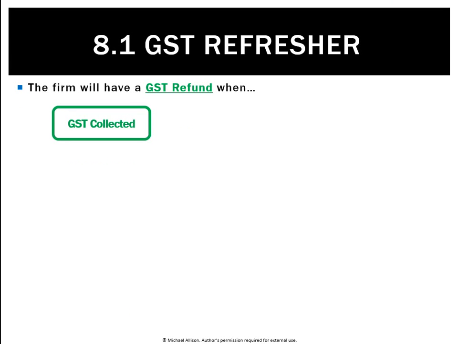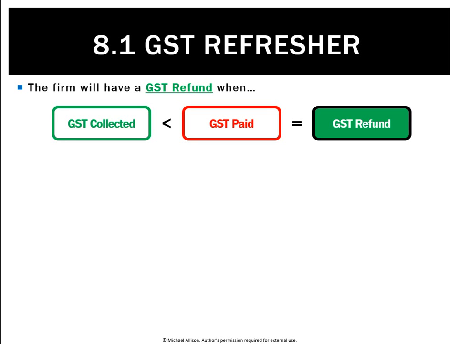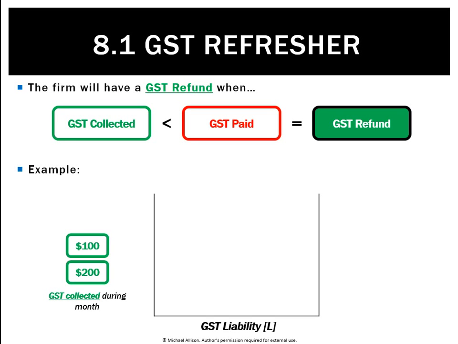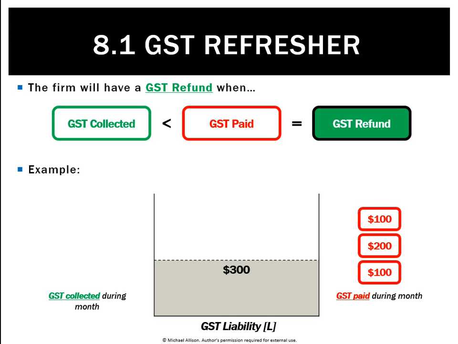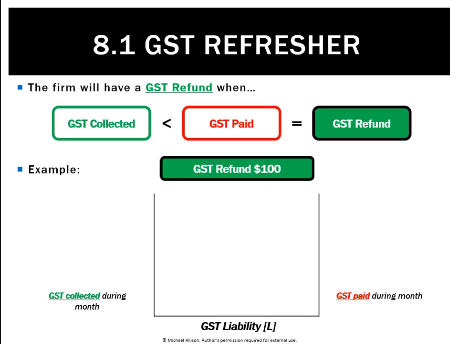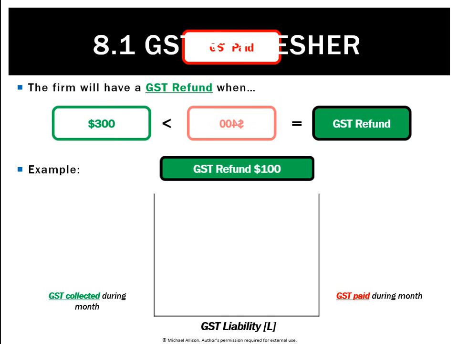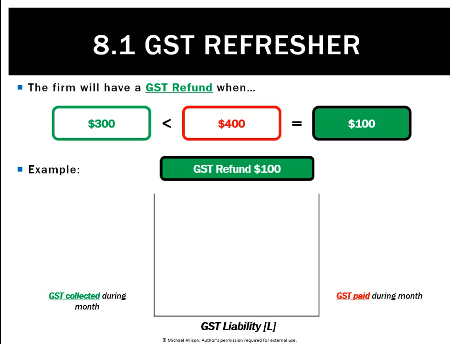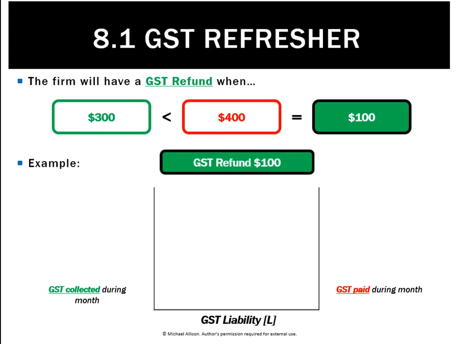The opposite would be when we get a GST refund. That's when the business collects less GST than it actually pays. For example, during the month the business collected the following amounts of GST: 100 and 200, so the liability went up to $300. However, we get to offset that with all the GST that's been paid, in this case 100, 200 and 100. If we take that back out, that's actually more than we've collected, so we'll end up with a refund of $100. Looking at the maths, we collected 300, but we paid 400. That'll result in a GST refund of $100.